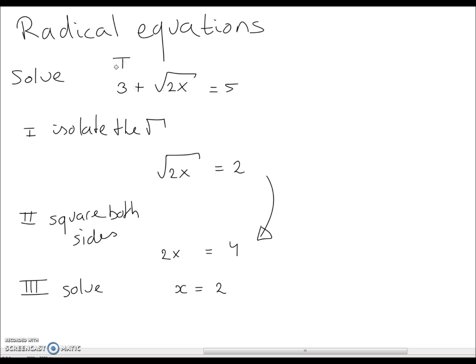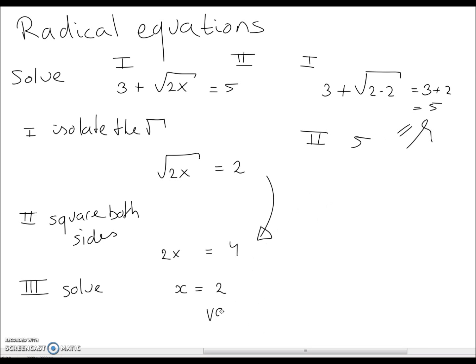So the one hand side, 3 plus the square root of 2 times 2, which is equal to 3 plus 2 or 5. The other hand of the equation is just 5, no matter which x you substitute, and these are indeed the same, so our solution is valid.